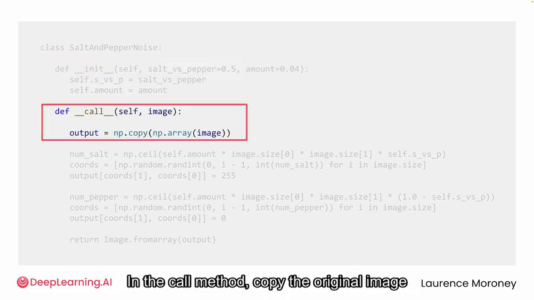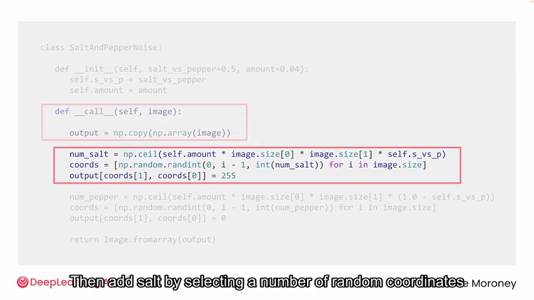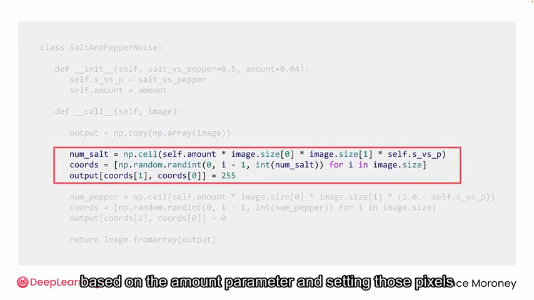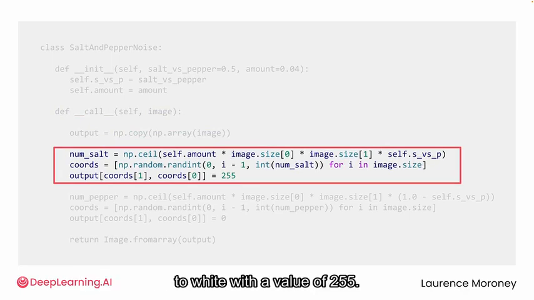In the call method, copy the original image to which you would want to apply noise. Then add salt by selecting a number of random coordinates based on the amount parameter and setting those pixels to white with a value of 255.